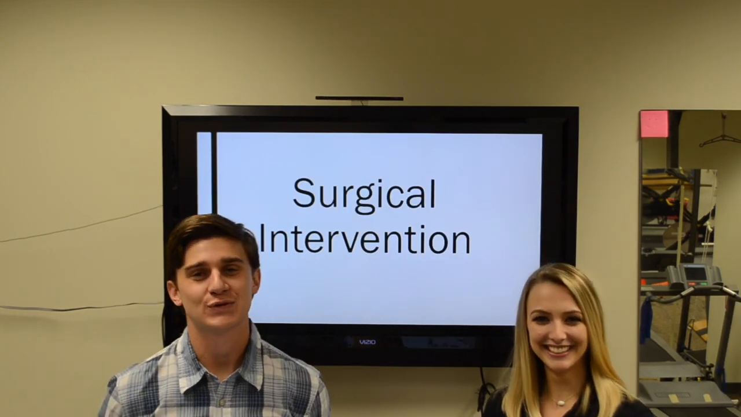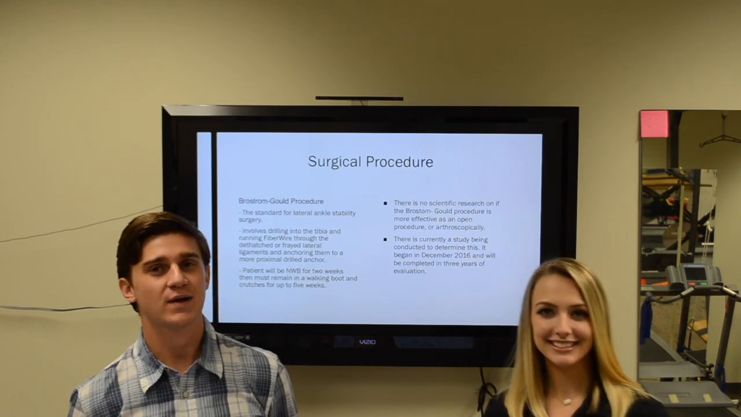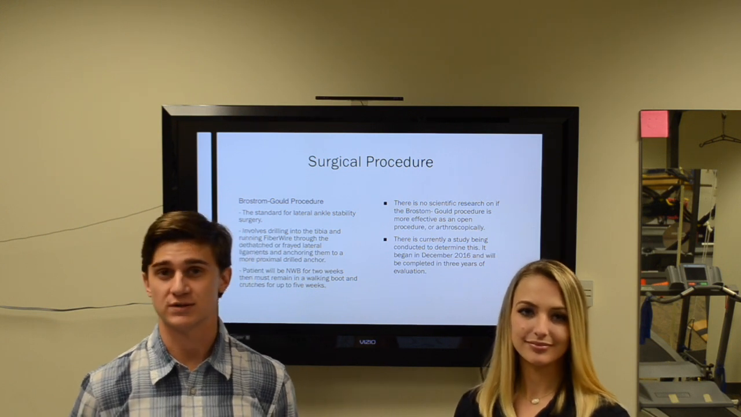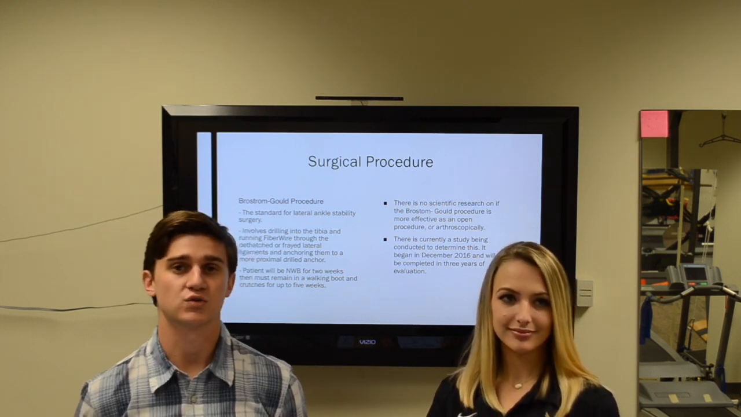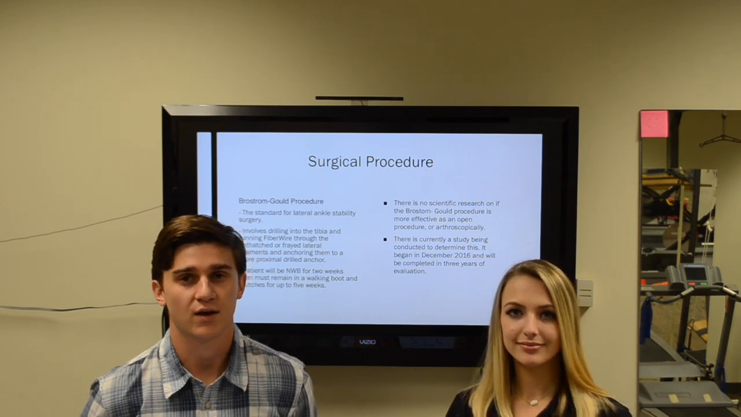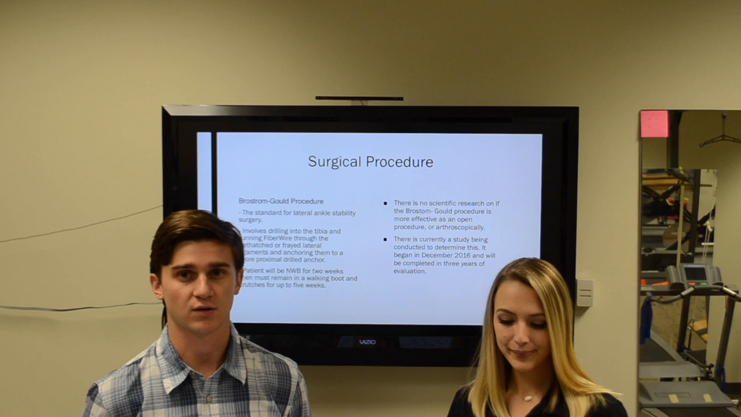We're going to cover the surgical intervention for lateral ankle instability. Currently, the gold standard for fixing a lateral ankle instability is the Broström-Gould technique. This involves drilling a hole into the distal tibia and running fiber wire through the frayed or dismantled ligaments of the lateral ankle. Then you anchor down and connect it to another hole bored in the distal tibia as well to connect it all together.